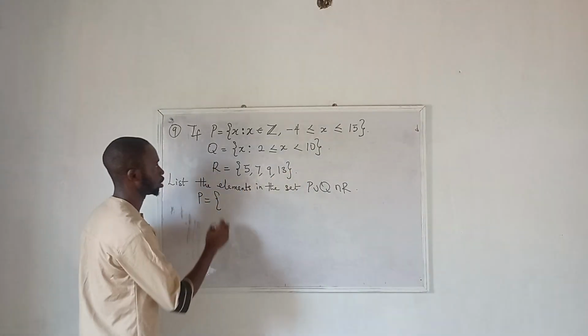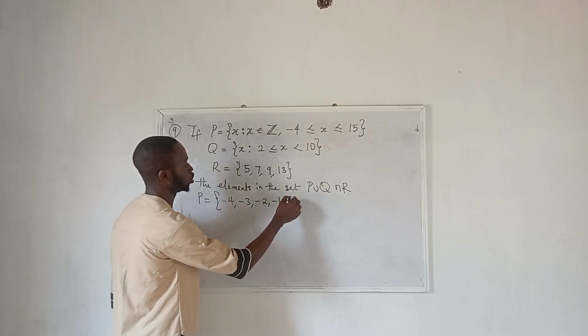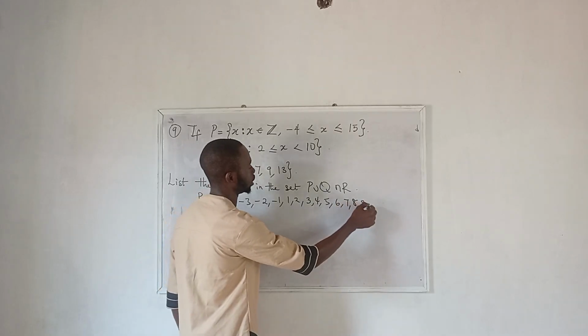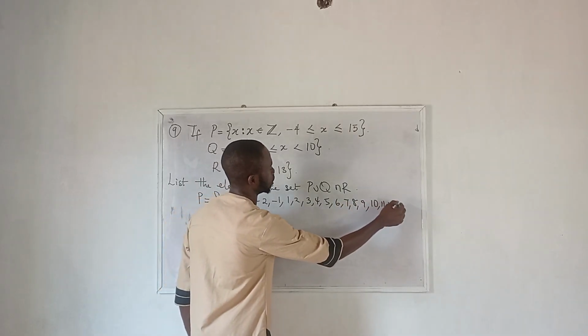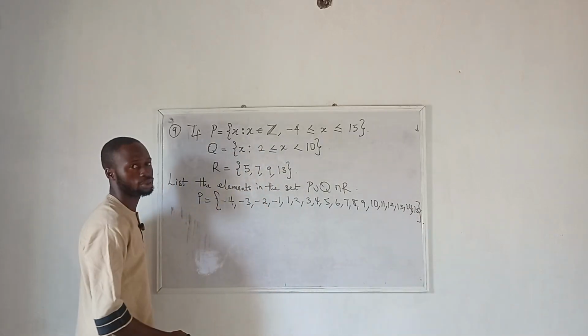So to finish that, we would have minus 4, minus 3, minus 2, minus 1, 0, 1, 2, 3, 4, 5, 6, 7, 8, 9, 10, 11, 12, 13, 14, and 15. Those are the elements in set P.